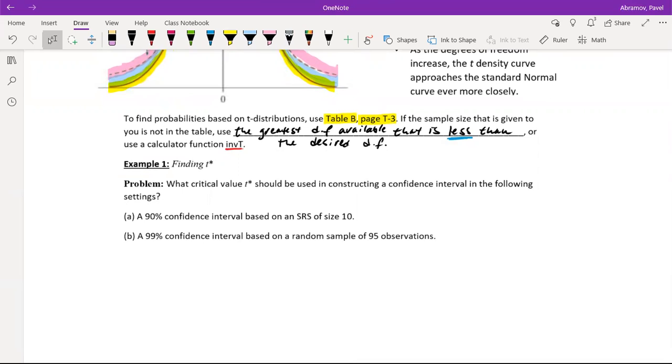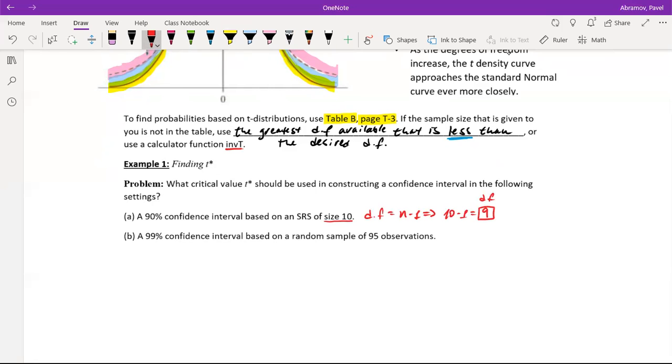So right now we are going to do a quick example where we'll discuss what is based on the sample size, what is going to be the degrees of freedom, and what is going to be the t-value that will be our critical value. So let's say we want to create a 90% confidence interval based on a simple random sample of size 10. So if our sample size is 10, then the degrees of freedom is very easy to find. It is just n minus 1. Therefore, it is going to be 10 minus 1, which is equal to 9. So that's the degrees of freedom.